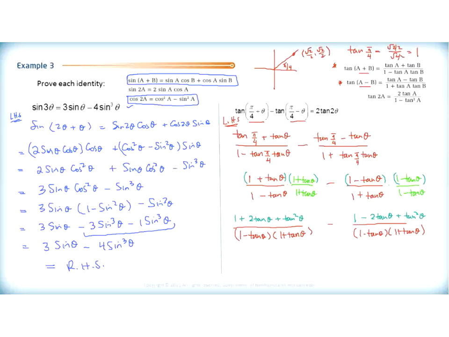Now remember, I'm subtracting these. So if I want to write all of this with one nice denominator of 1 minus tan theta times 1 plus tan theta, I'm going to give this my numerator. I got 1 plus 2 tan theta plus tan squared theta, subtract, and you have to be so careful here with the subtraction sign, because again, you're subtracting all of that. So I'm going to actually write it like this first. Subtract 1 minus 2 tan theta plus tan squared theta.